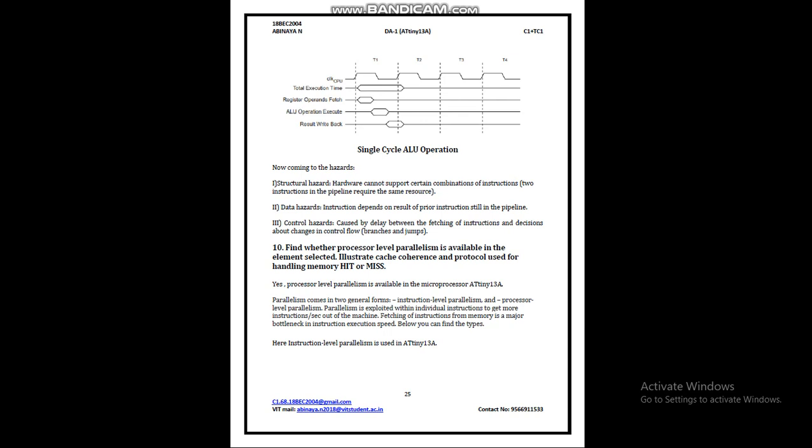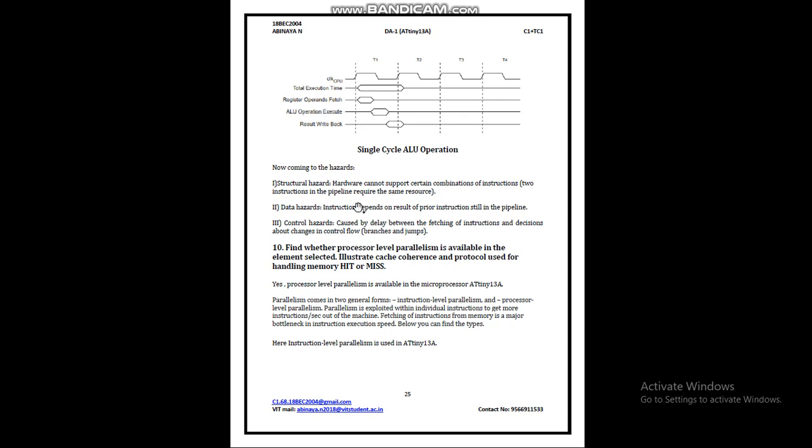Coming to the second hazard, it is a data hazard. An instruction depends on the result of a prior instruction still in the pipeline, so it doesn't react to the commands that have been given at that instant. The third hazard is the control hazard, which is caused by the delay between the fetching of an instruction and the decision about changes in the control flow, that is the branches and the jumps.